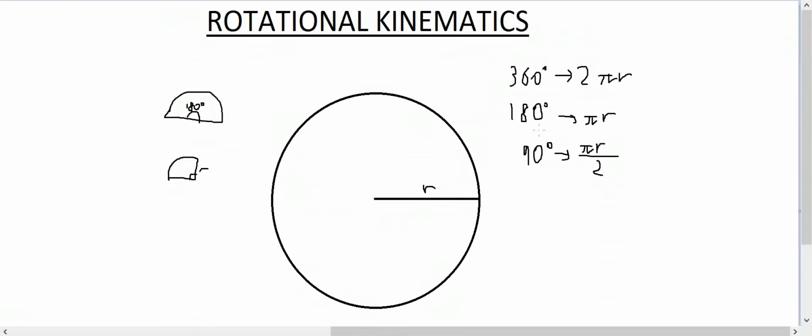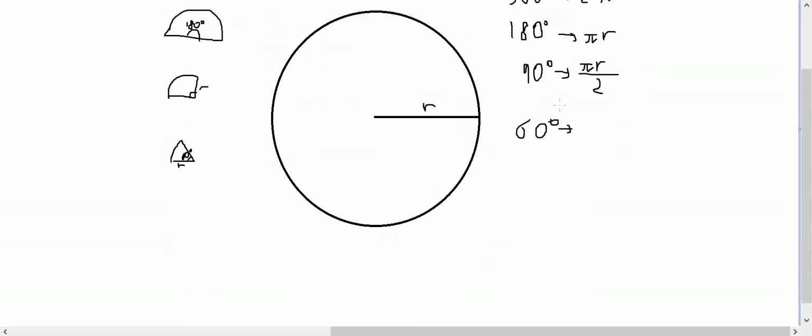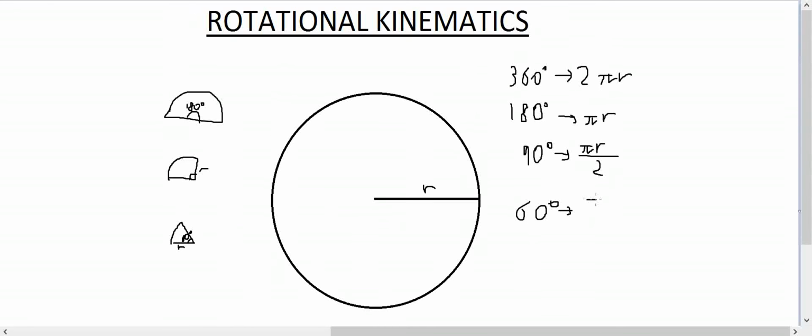And what if you have 60 degrees? This sector is 60 degrees. The radius is still r. So for 60 degrees, the outer length is this thing divided by 3. You can see, right? Pi r over 3.